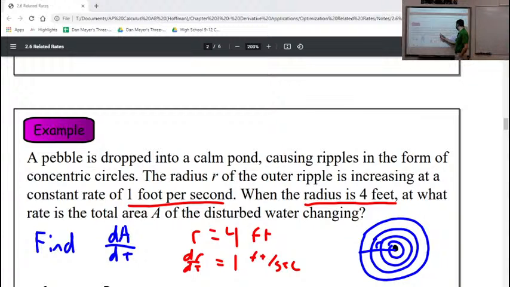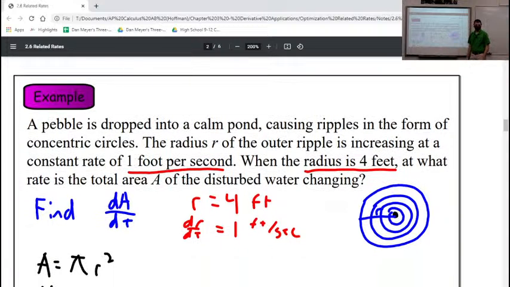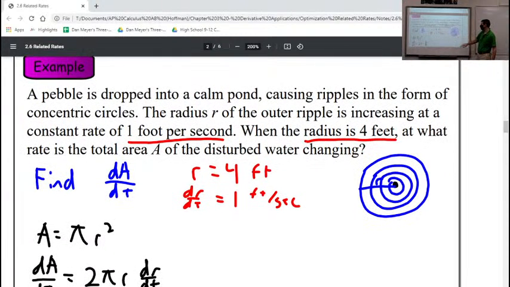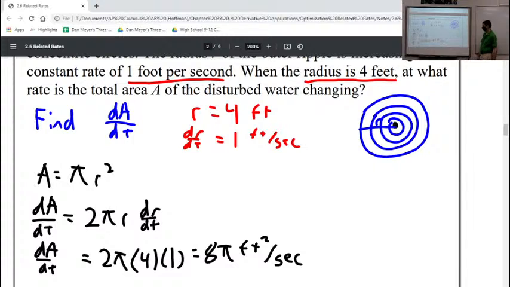And let's see, the ripple is coming out in the form of circles. So if only we had an equation that related the area of a circle to its radius. Let's try pi r squared. So then dA/dt is 2 pi r times dr/dt. And then we plug in 4 for r and 1 for dr/dt. And our units are in feet squared per second.